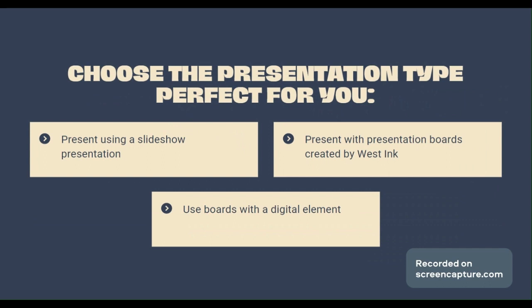First off, we're going to talk about different presentation types that you should consider and think about what might be right for you. Our first presentation type is presenting with a slideshow. That would be sitting down with your computer, with the judge on the other side of the table. Your second option for presenting would be presentation boards. You'd be standing up, those boards would be on an easel, and those boards can be made by West Ink. It's like a normal poster board, but it's made professionally with a design online.